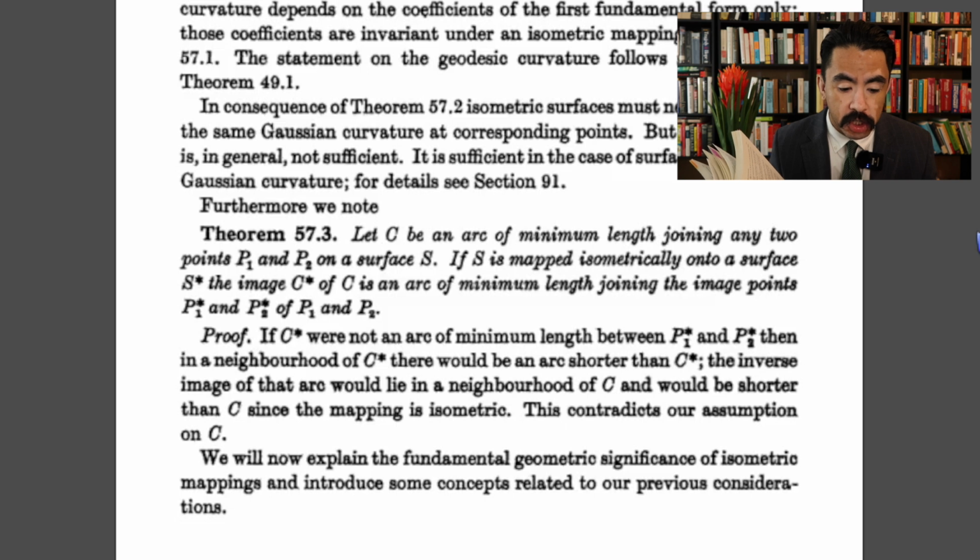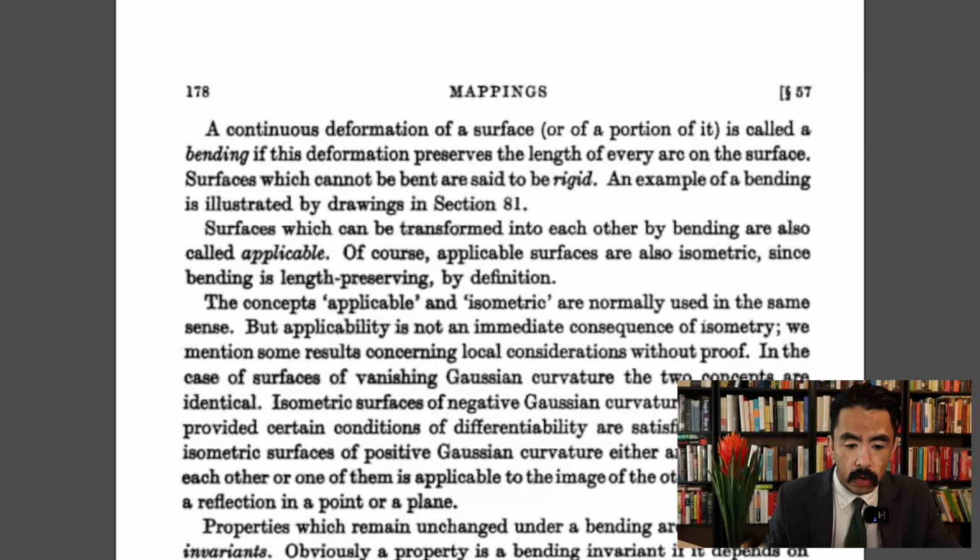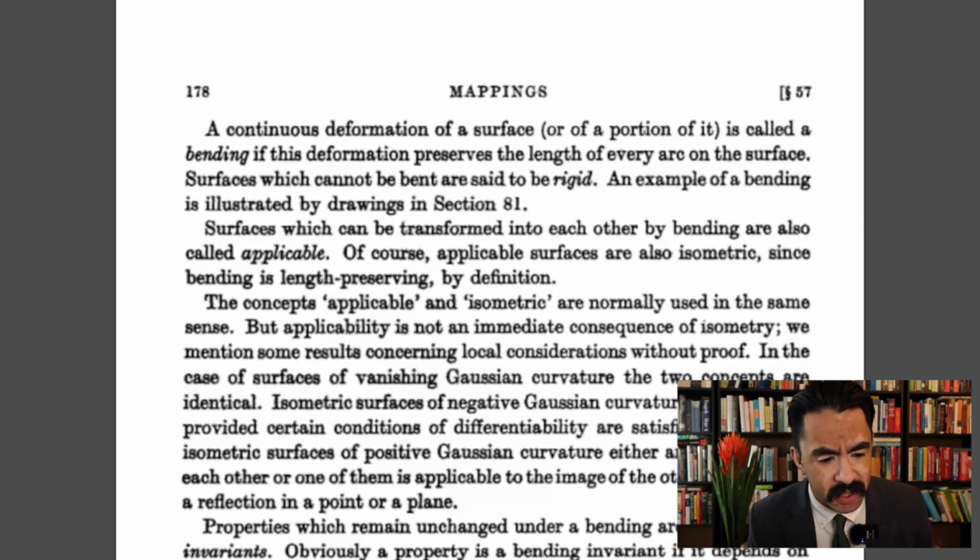We will now explain the fundamental geometric significance of isometric mappings and introduce some concepts related to our previous considerations. A continuous deformation of a surface, or of a portion of it, is called a bending if this deformation preserves the length of every arc on the surface. Surfaces which cannot be bent are said to be rigid. An example of a bending is illustrated by drawings in section 81. Surfaces which can be transformed into each other by bending are also called applicable. Of course, applicable surfaces are also isometric since bending is length preserving by definition. The concepts applicable and isometric are normally used in the same sense, but applicability is not an immediate consequence of isometry.